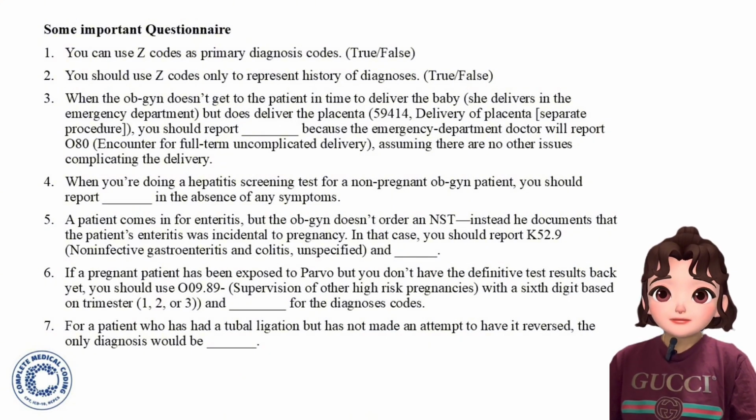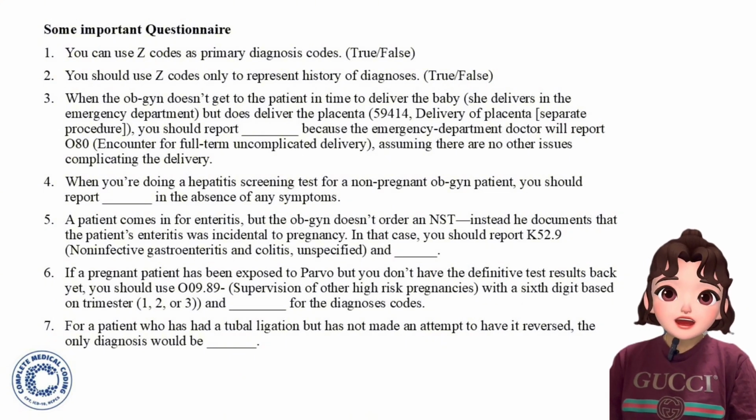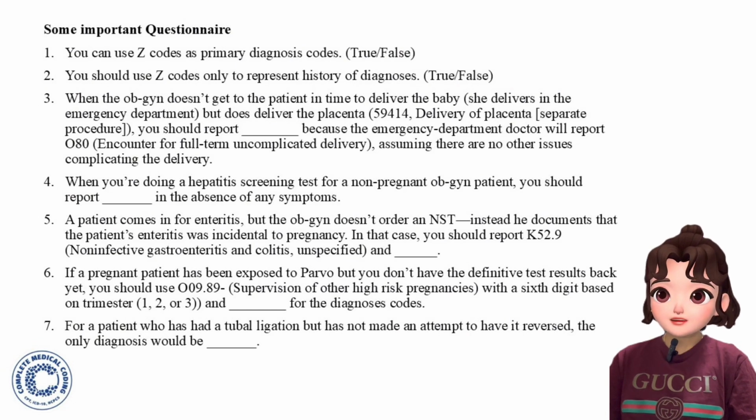Sixth one, if a pregnant patient has been exposed to parvo, but you don't have the definitive test results back yet, you should use O09.89, which is supervision of other high-risk pregnancies, with a 6th digit based on trimester 1, 2, or 3, and dash for the diagnosis codes. And last, 7th question. For a patient who has had a tubal ligation but has not made an attempt to have it reversed, the only diagnosis would be dash. So these are the 7 questions.